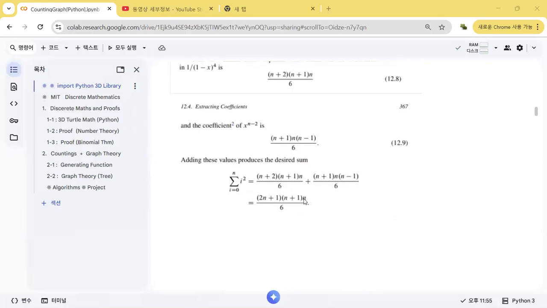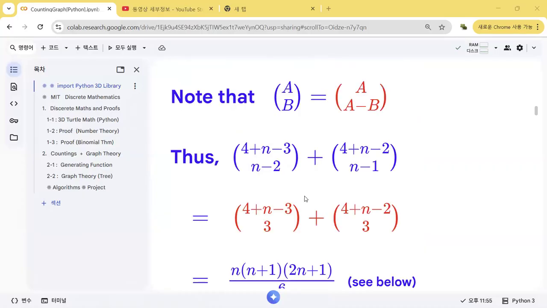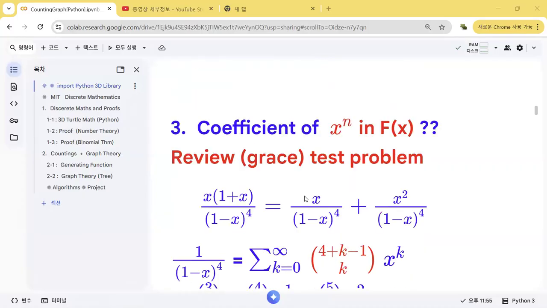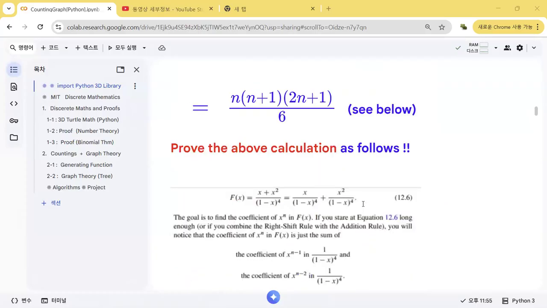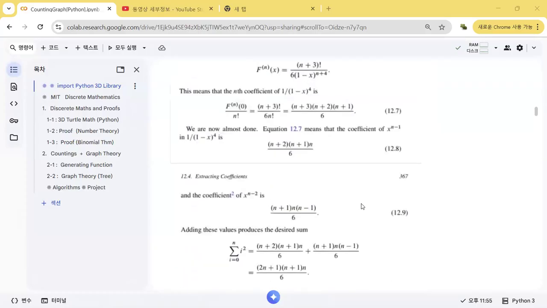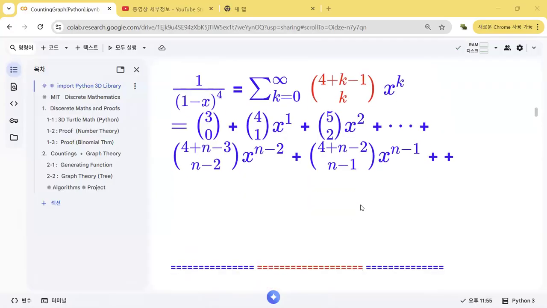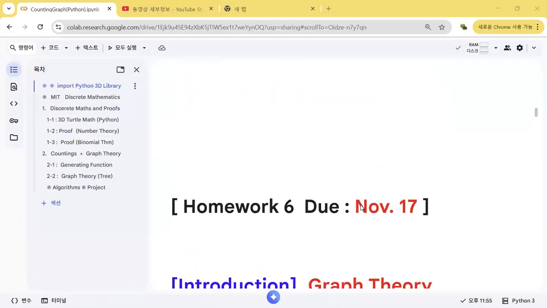Similarly, you can get this result. This is part 3 of homework 5. Okay, then we can finish the review for the coming quiz and grace test problem. So let's go to our final topics in our discrete mathematics.